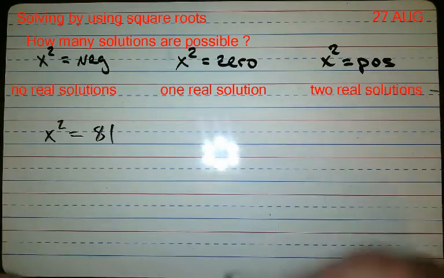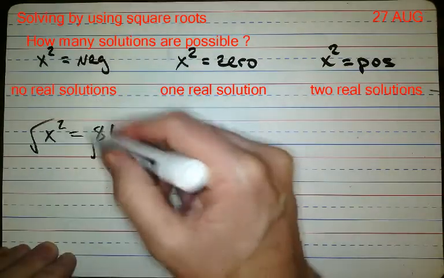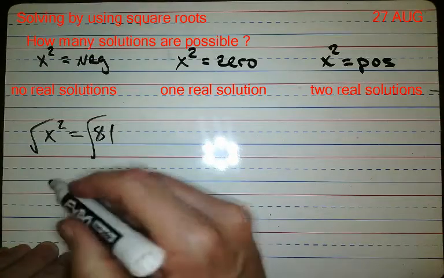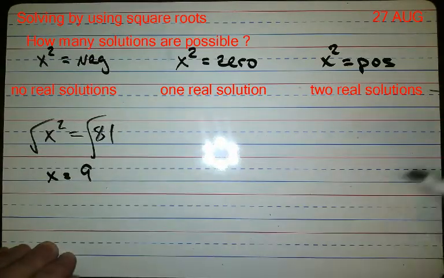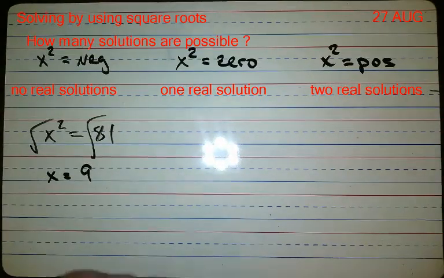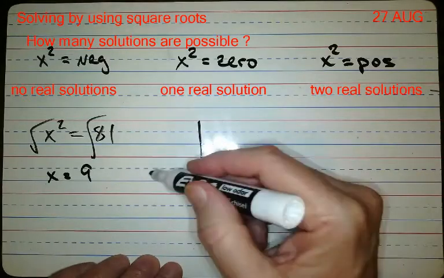So they say, what are they? Well, what you have to do is take the square root of both sides. Well, I know that x is 9. And a lot of people just stop there, but there's actually two answers. So let me show you why.